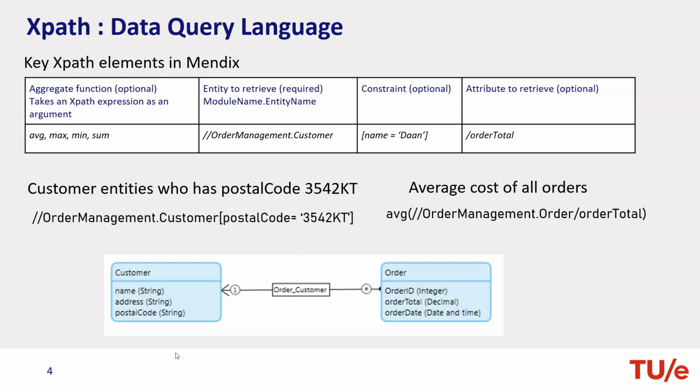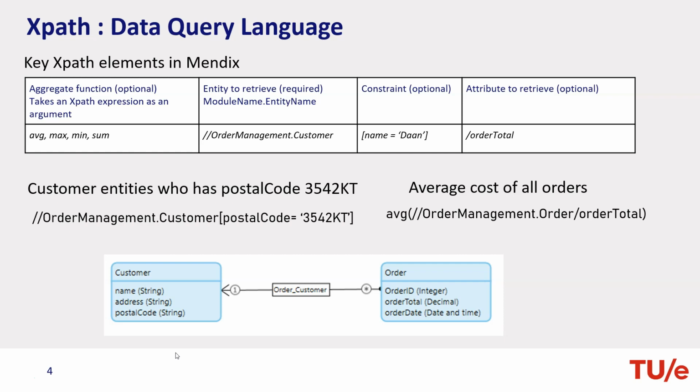These expressions are called XPath expressions. In Mendix, an XPath expression comprises three elements: the query entity to retrieve, together with its module name, which is required for all expressions; constraints that apply to the query entity; and an attribute to retrieve, which are optional elements.